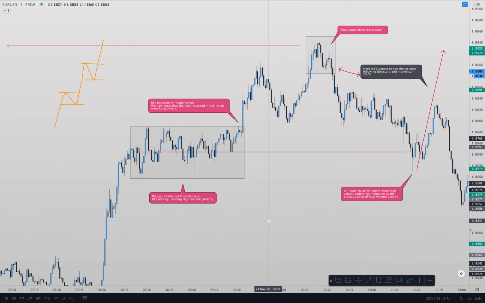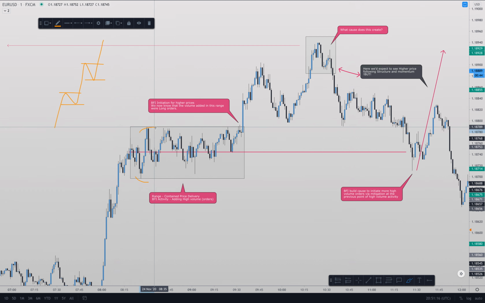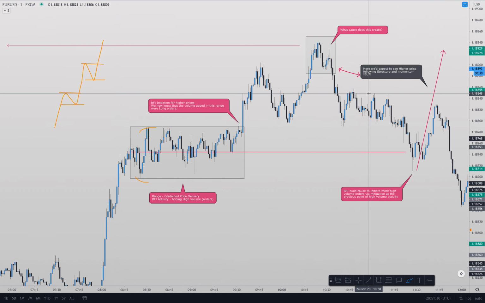But again, all I'm trying to show here is just how we can read a range over, how we can understand the range over a period of time. So obviously what we see happen is price moves into that range and gives a reaction. And that's what we're going to talk about now.